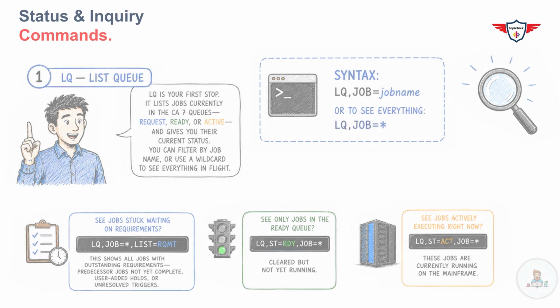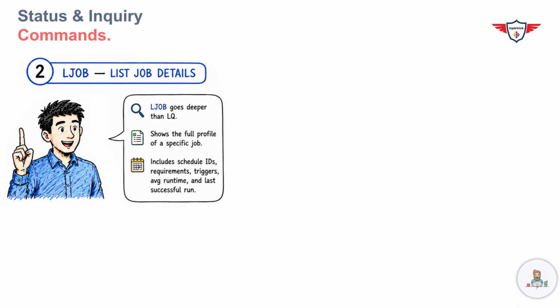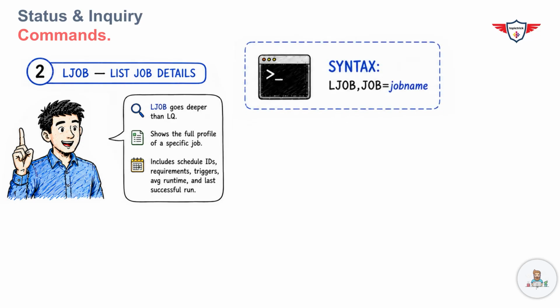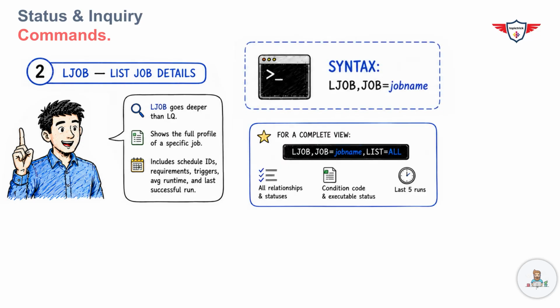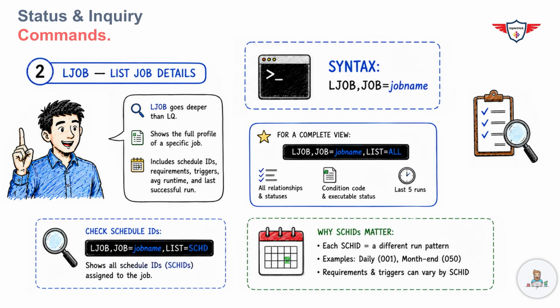Okay. Now the next command is LJOB, that is list job detail. The syntax is pretty simple: LJOB,JOB=jobname. Now LQ gives you a queue-level snapshot, but LJOB goes deeper. It shows a full profile of a specific job. That means its schedule ID, its predecessor requirements, its trigger relationships, its average runtime, and its last successful run date.